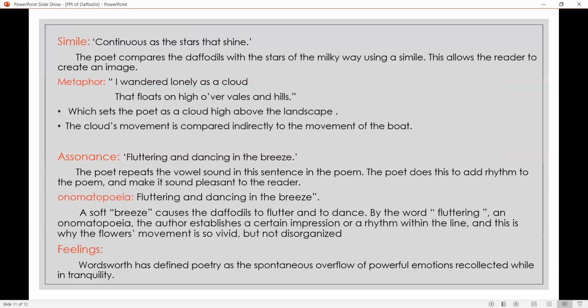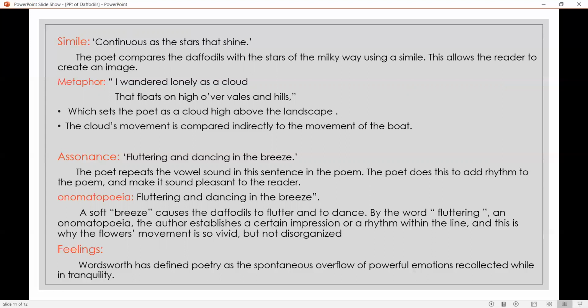Assonance. Fluttering and dancing in the breeze. Now this talks about the sound. The poet repeats the vowel sound in this sentence in the poem. The poet does this to add rhythm to the poem and make it sound pleasant to the reader. You might have experienced this. If you read the poem or recite the poem, you will definitely experience the rhythm in the poem.